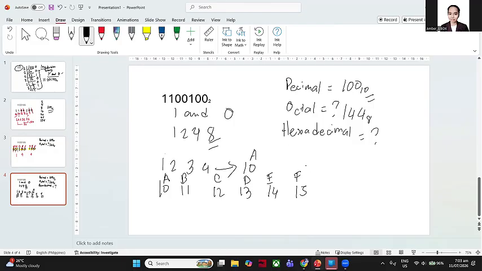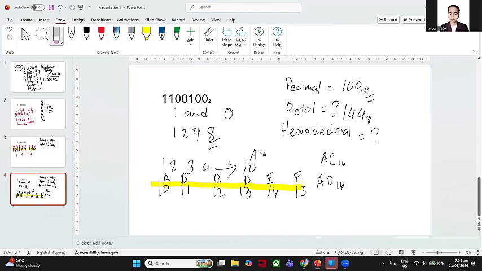So it's like, for example, our answer is like this. If it is on a higher sense, we have the A, C, kind of like that. A, D, kind of like that. Because the 10s to the 15s, or almost to the 16, are always represented by letters. So remember this part: 10 to 15 is A, B, C, D, E, F.